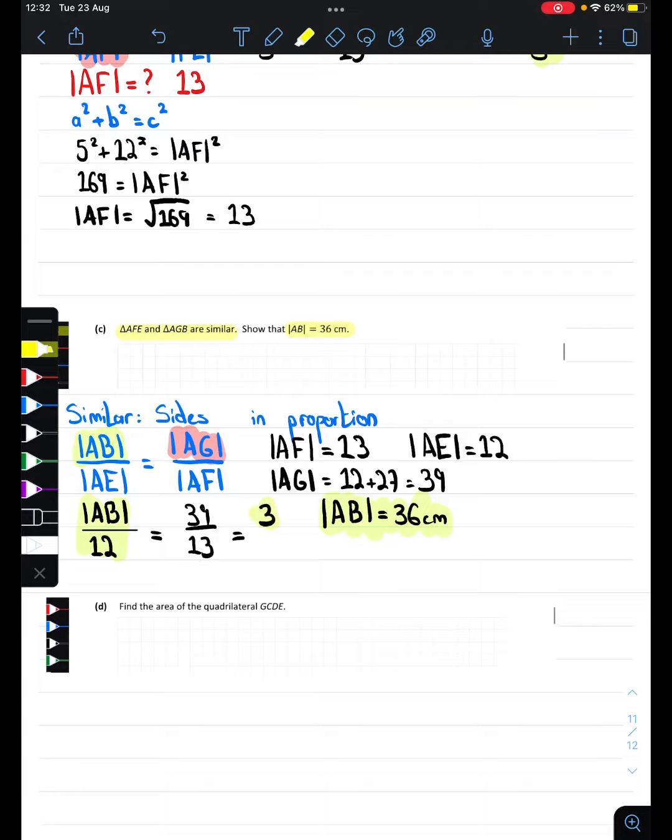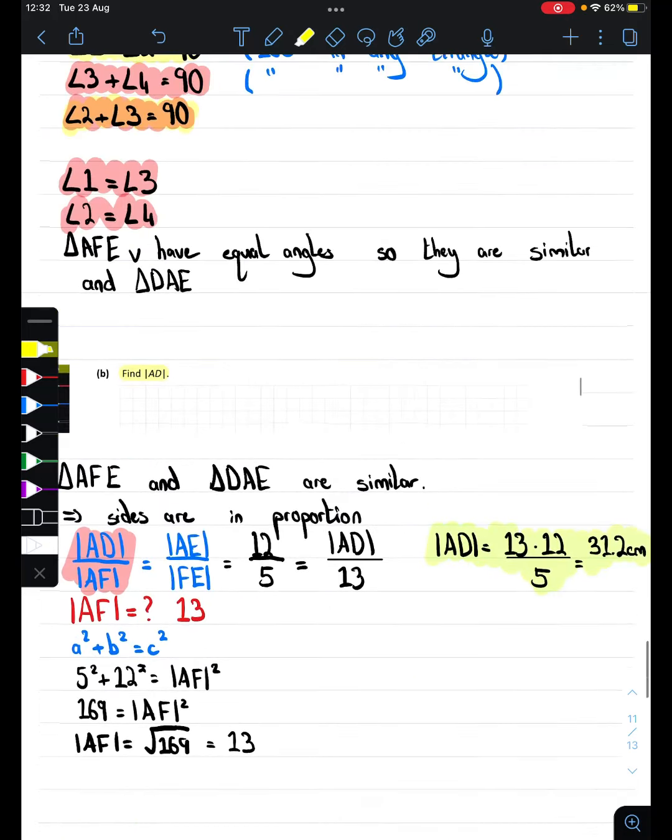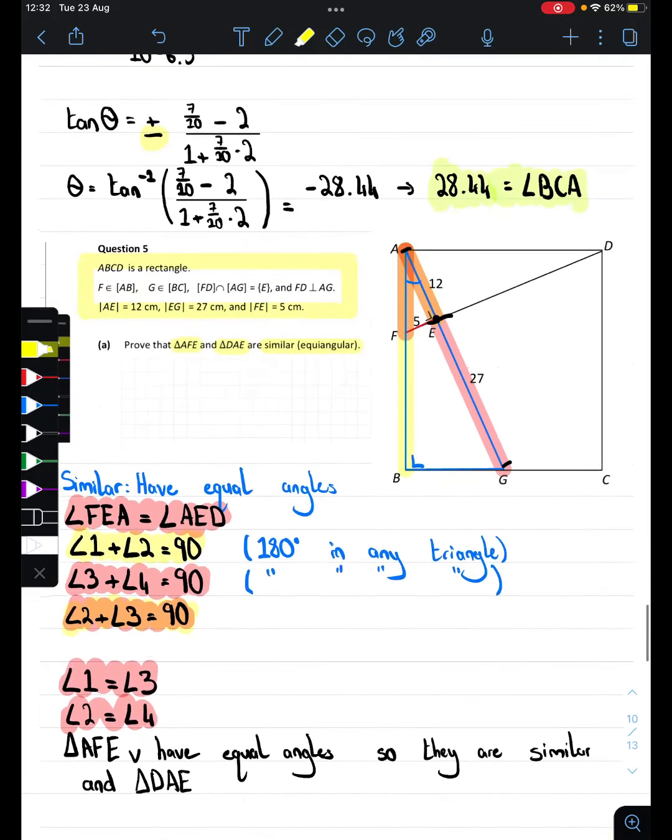Now on to the fourth part, part D. Find the area of the quadrilateral GCDE. So we're looking for the area. Let's just clear this up again. We're looking for the area of this shape, GCDE.